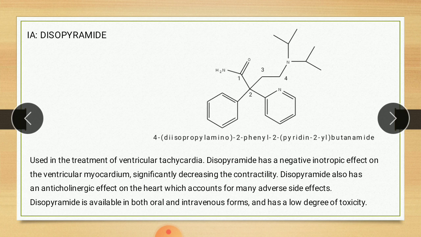This disopyramide drug is used in treatment of ventricular tachycardia. It has a negative inotropic effect on the ventricular myocardium, significantly decreasing the contractility. Disopyramide also has an anticholinergic effect on the heart, which is responsible for adverse side effects. It is available in both oral and intravenous form and has a low degree of toxicity. So it is also a 1A drug, first A class drug.